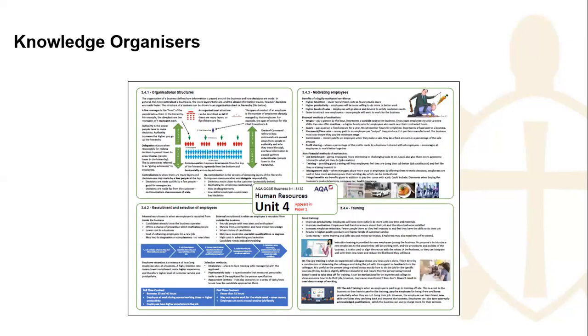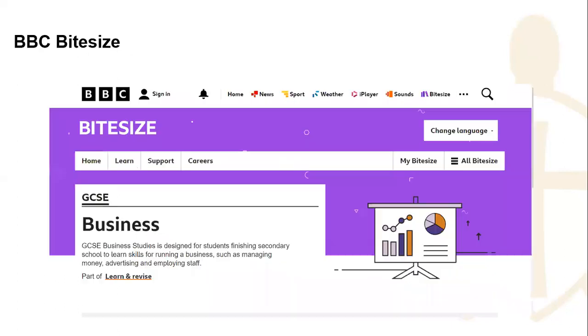Don't forget your knowledge organizers. Your knowledge organizers have broken down the topics into small sections. So all the key information that you think you need is in small sections in here. For example, as you can see, motivating employees, that was normally 2 or 3 lessons' worth of work, but they've condensed that into a quarter of an A4 sheet of paper. So knowledge organizers are great. So please do read up on them. And they can also be found in Google Classroom.